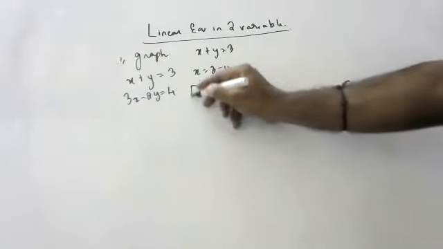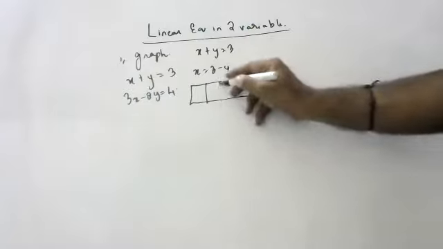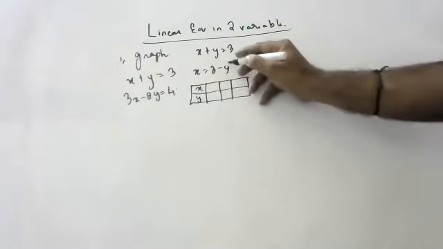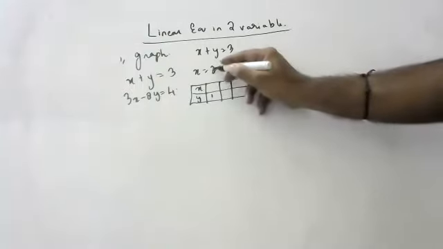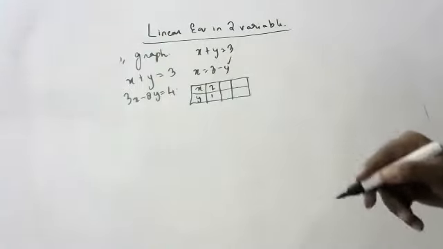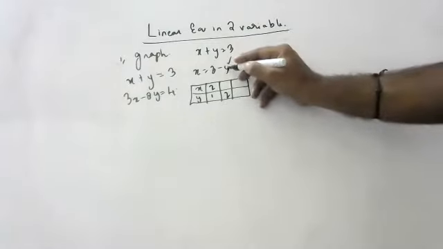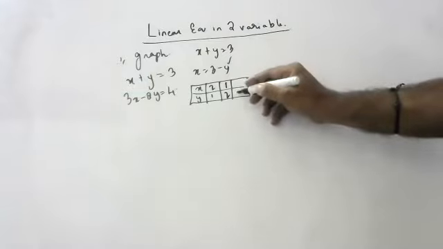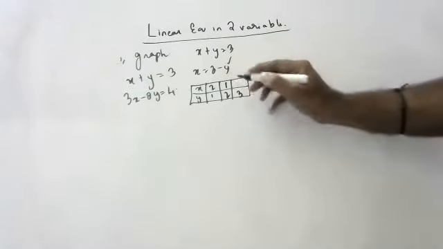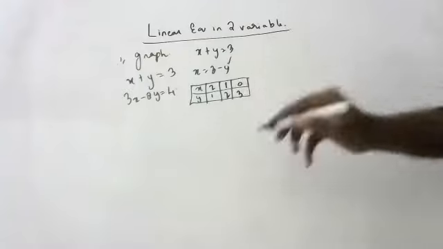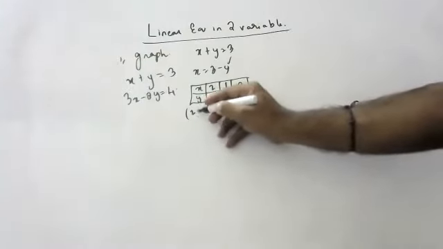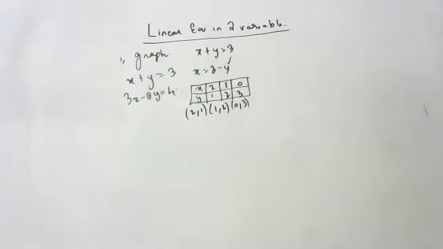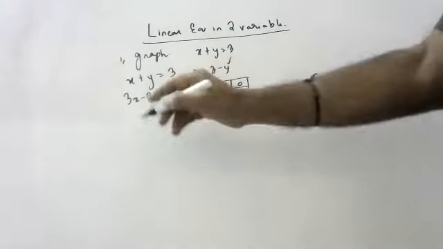Now, like this you put, children, this is x, this is y. If y is 1, what will be x? 2. If y is 2, 3 minus 2, what is x? 1. If x is 3, y is 0. If y is 3, x is 0. So you got three coordinates: 2 comma 1, 1 comma 2, 0 comma 3. Enough.